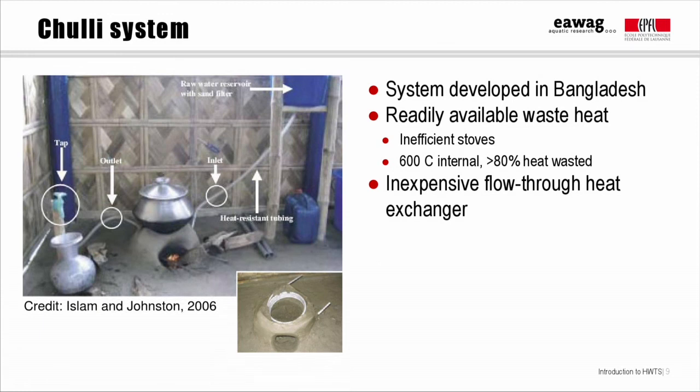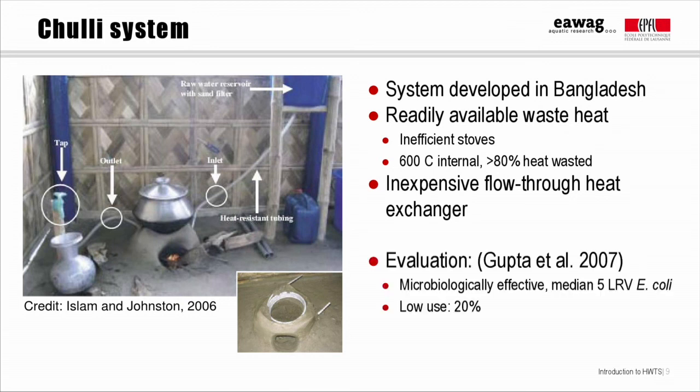Here's what it looks like in practice. That coil is built into a clay cook stove and then attached to a reservoir for raw water that then feeds the water through a tube into the coil during cooking, and it comes out through a tap into a storage container. Now, the nice thing about this system is it doesn't take additional fuel because it takes advantage of heat that's already being used for cooking.